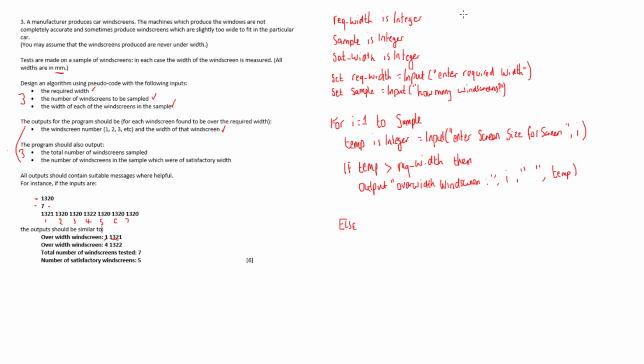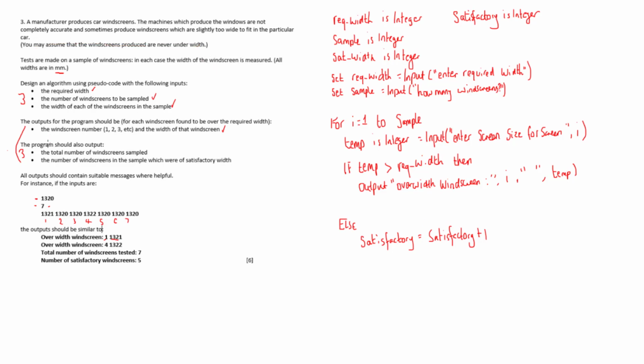So I'm going to need another variable, I think. Satisfactory is integer. And I'll say else satisfactory equals satisfactory plus 1. So every time we've got something that's over width, output that. But if it's not over width, that means it must be the correct width, because remember, you may assume that the windscreens produced are never under width.